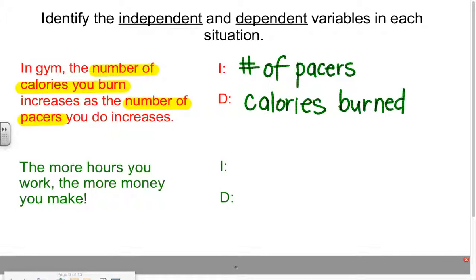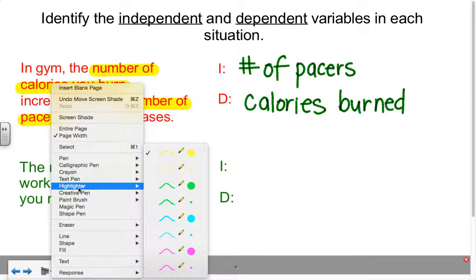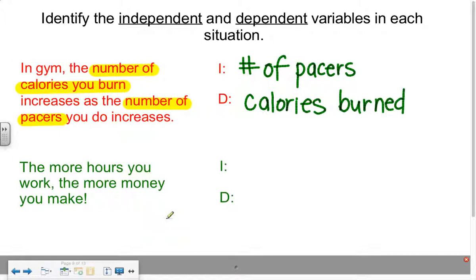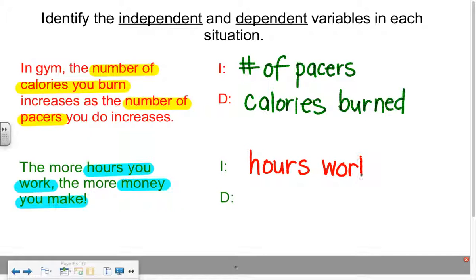The more hours you work, the more money you make. Identify the independent variable and identify the dependent variable. So my two variables are the hours I work and the money I make. Independent, what happens first? Well, I have to work first. And then, as a result, the money I make is my dependent.